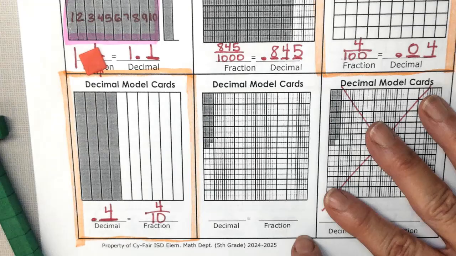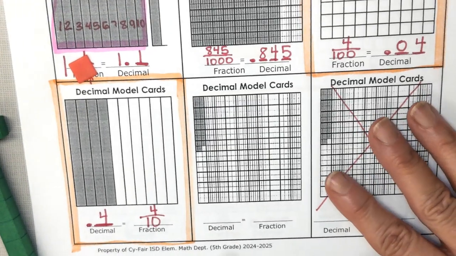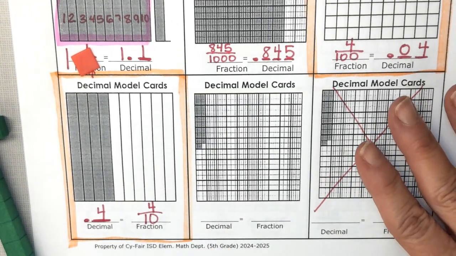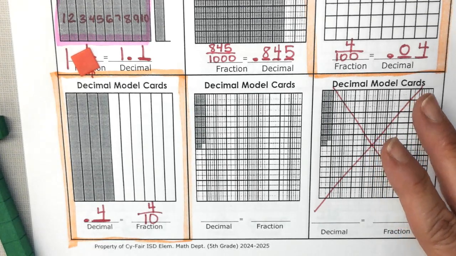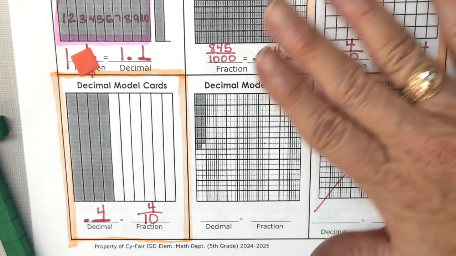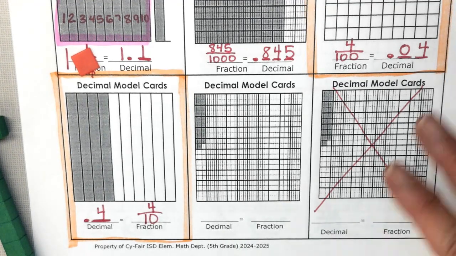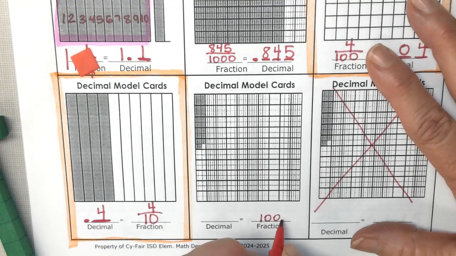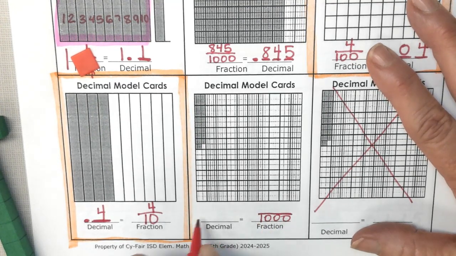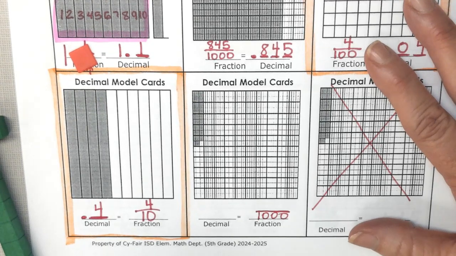So remember, this is flipped. So how many equal pieces are in this model, Colton? Like out of the shading? How many equal pieces? The three answers I'm looking for are tenths, hundredths, or thousandths. There are none. Noah, how many equal pieces are in this? There are 1,000 equal pieces. My denominator is 1,000. That means I have tenths, hundredths, and thousandths behind the decimal.